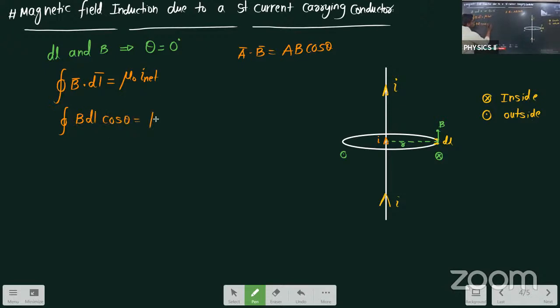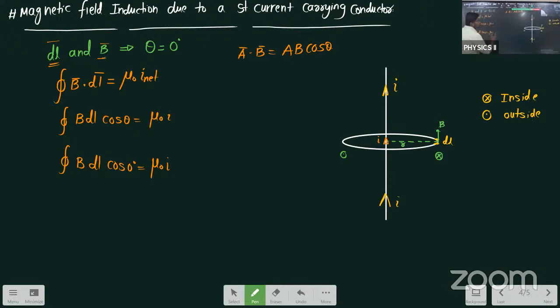That is equal to mu naught into I. But what is the angle between dl and B? It is 0 degrees. So let us substitute that value. Closed integral B dl cos 0 degrees is equal to mu naught into I. So finally, what is the value of cos 0? Cos 0 value is 1.